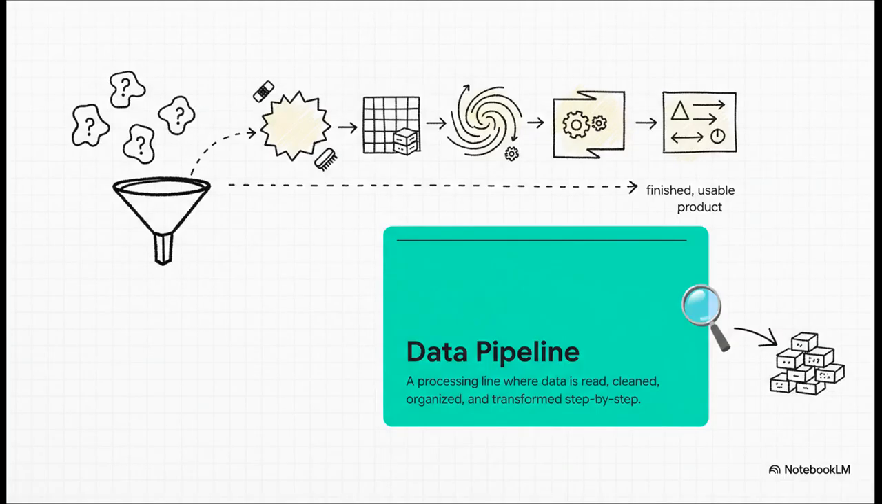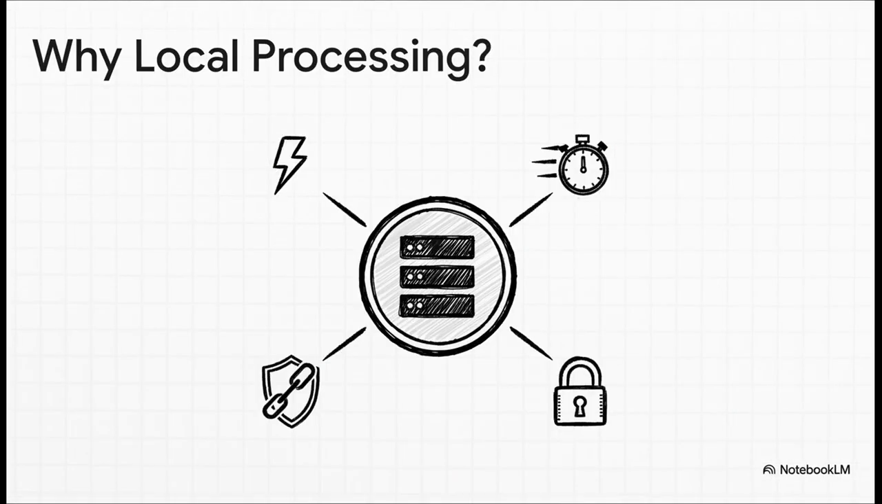Before any data can be fed into, say, an analytics system or an AI model, it has to go on a journey. This series of steps, reading it, cleaning it up, organizing it, and transforming it, is what we call a data pipeline. You can think of it like an assembly line that turns raw material into a finished, usable product. But here's an absolutely crucial distinction we need to make.